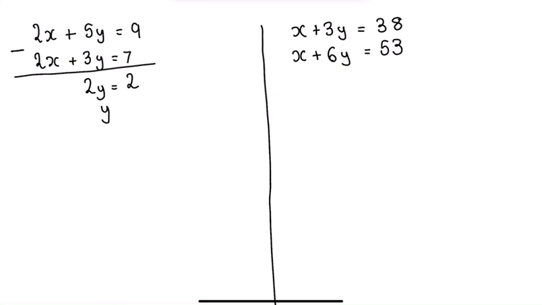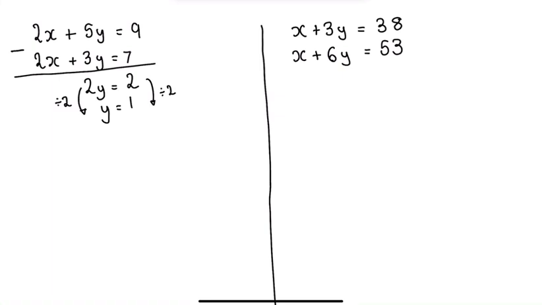Now we can find out what y is. We can just divide both sides by 2, as we know that 2y is equal to 2, so y must equal 1, because 2 divided by 2 is 1. Now we're not done there. We know what y is, but we need to find the x value as well.